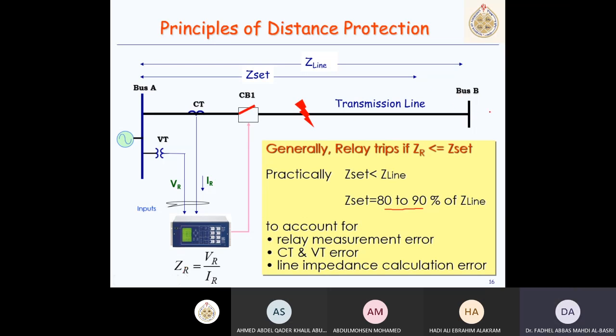So I cannot accept a 5% higher measured impedance for the fault. Even a fault here inside, we'll see it as a little bit outside, because it's measured as a higher impedance.